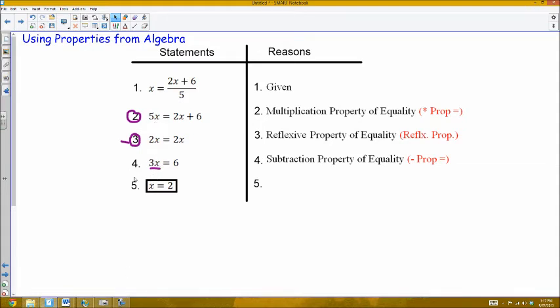Finally, from step 4 to step 5, it should be pretty clear that to get x by itself, I need to divide both sides by 3. So I'm using the division property of equality, dividing both sides by 3, and I arrive at my final solution. So now I've justified my argument using those properties of algebra to my reader.